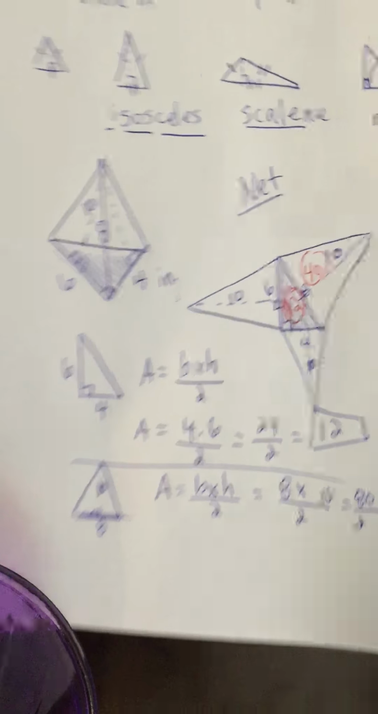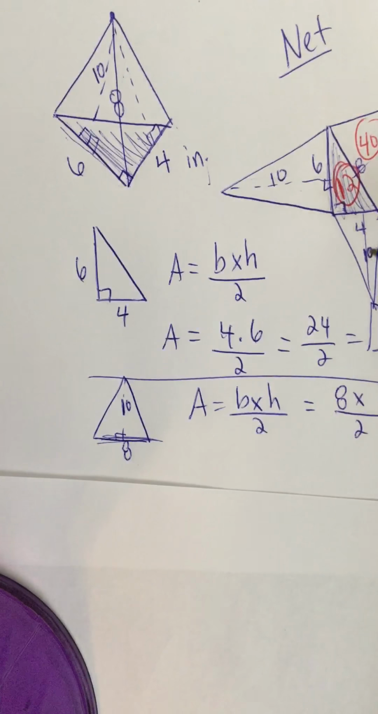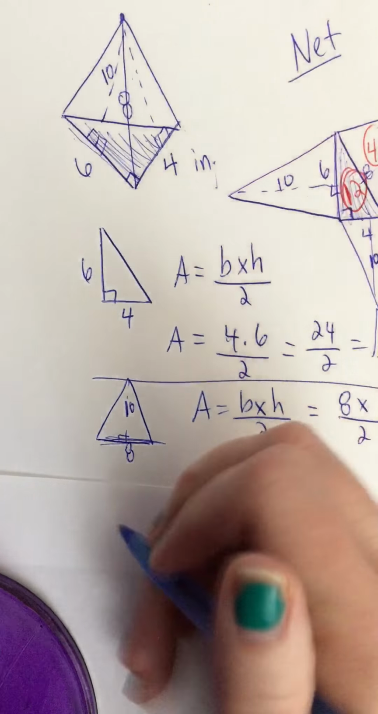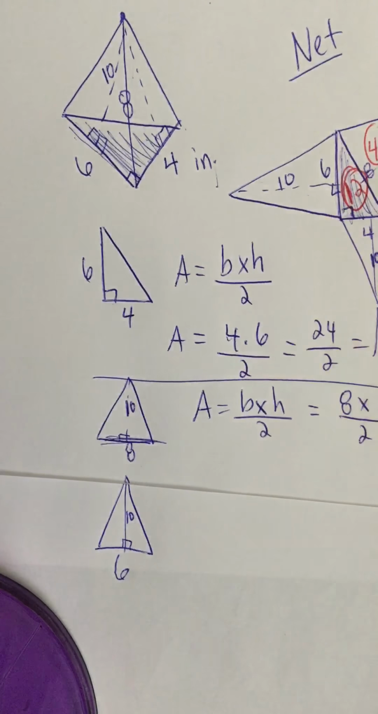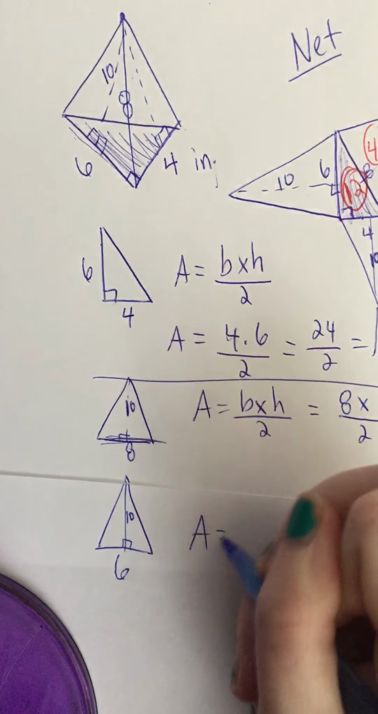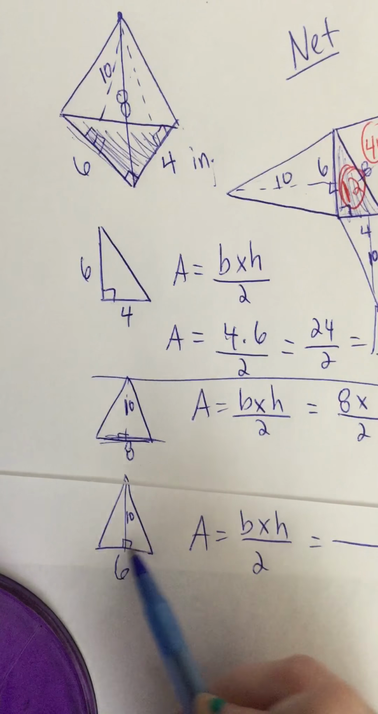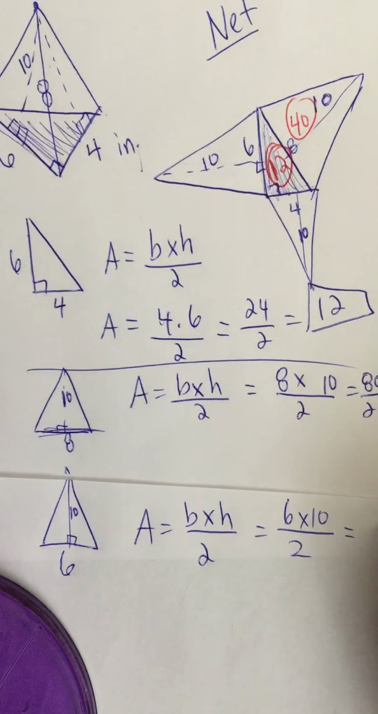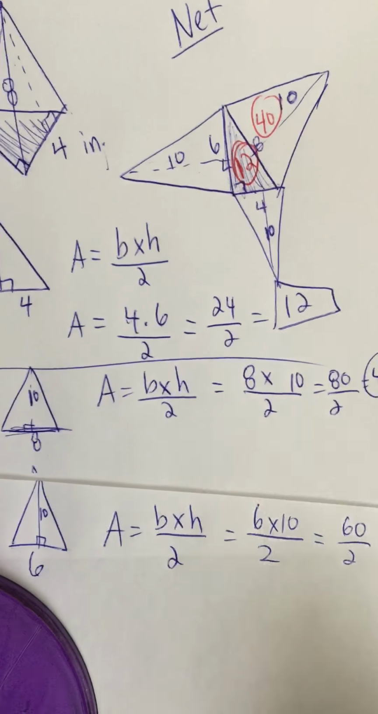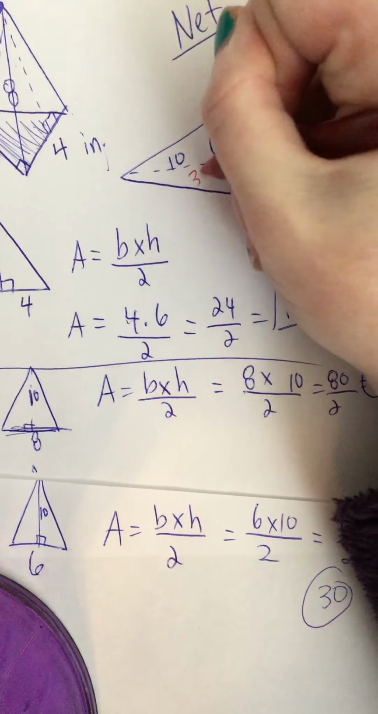All right, next, I'm going to move this paper real quick, sorry. All right, next one is this one, the 6 by 10. So we're going to draw the triangle. I'm going to go a little bit faster because I think my time is running out. I need to make it under 20 minutes. Okay, area equals base times height divided by 2. Here's the base of 6, the height of 10. Okay, and 6 times 10 is 60 divided by 2, and we get 30. So that's going to be a 30 for this one.